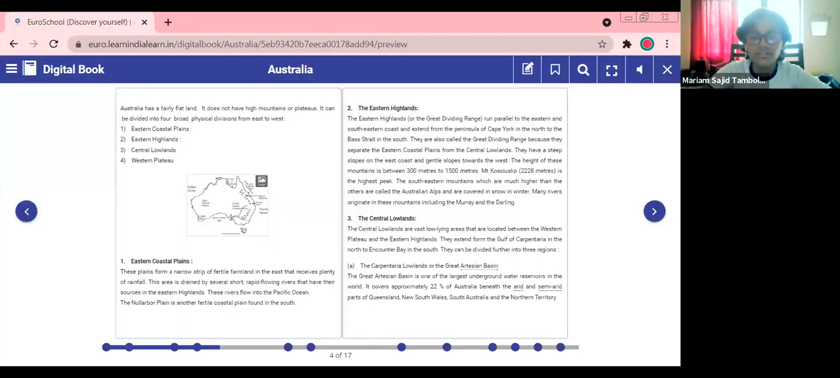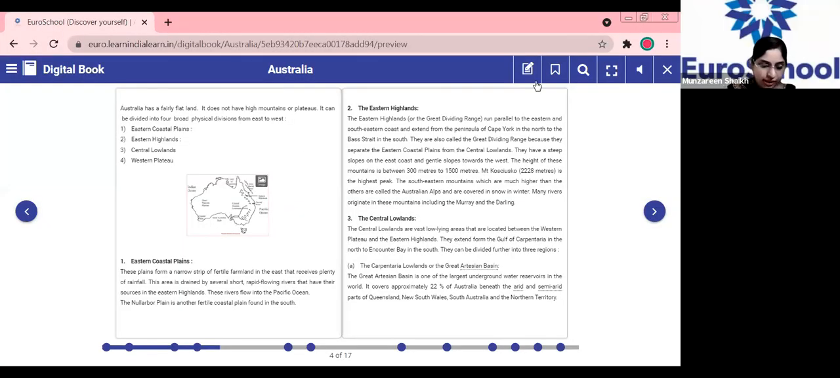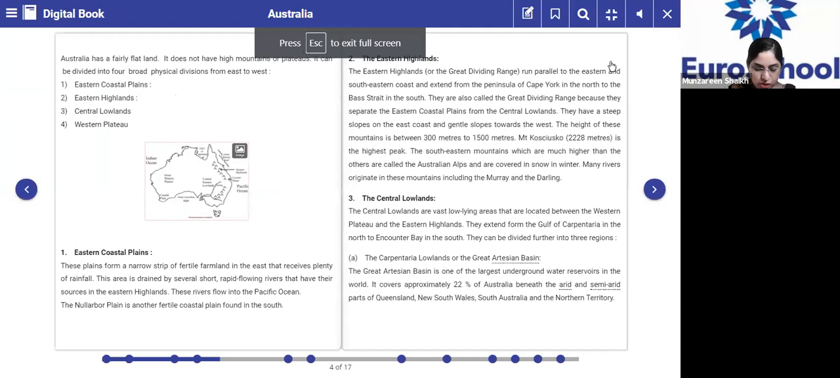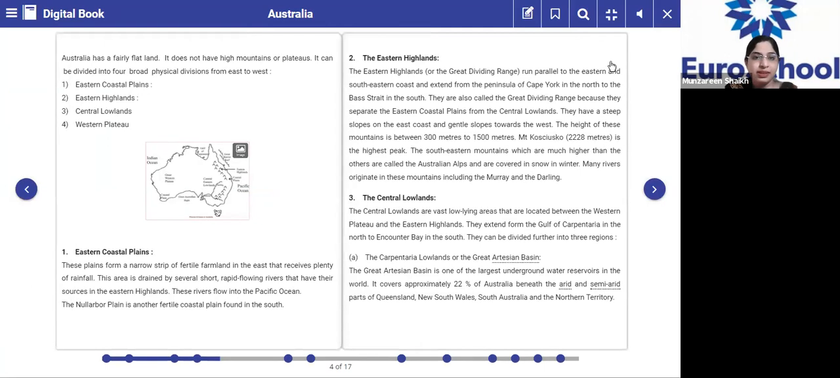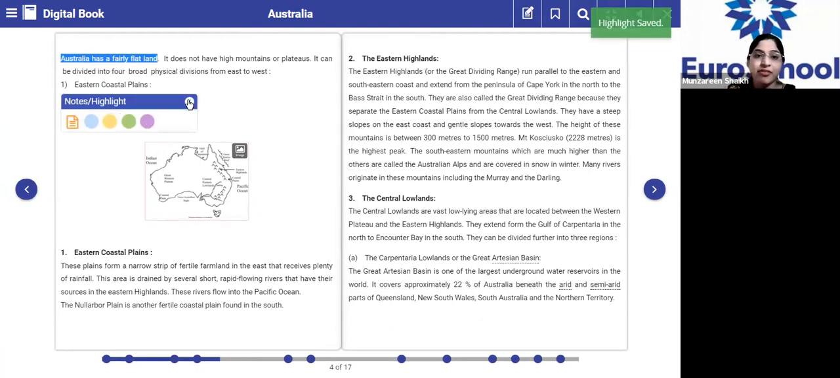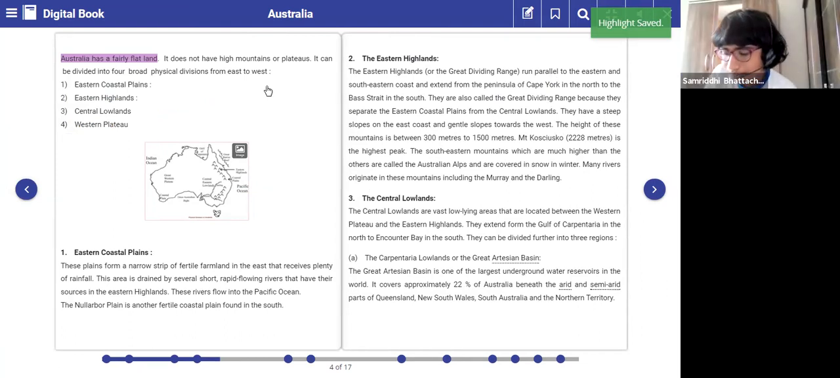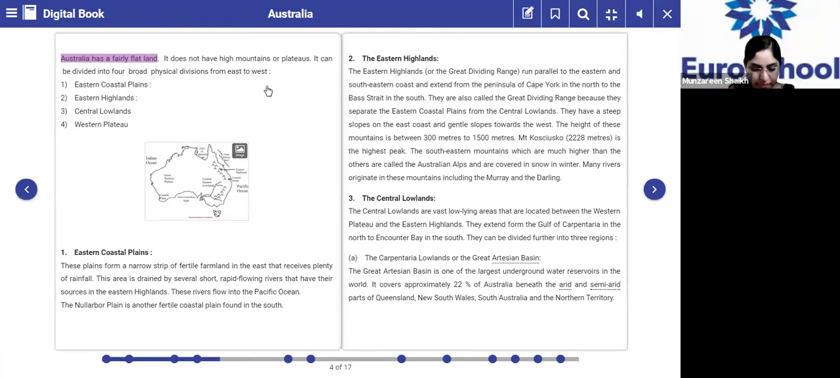Next page is this. Okay, now let us study about the physical divisions of Australia. As we just saw about the political divisions of Australia, that it is divided into 6 states, and we also saw the capital city of Australia, right? Now let us study about the physical divisions of Australia. Australia has a fairly flat land. Please underline. Australia has a fairly dash land. So what will be the answer? Flat land. It does not have high mountains or plateaus.